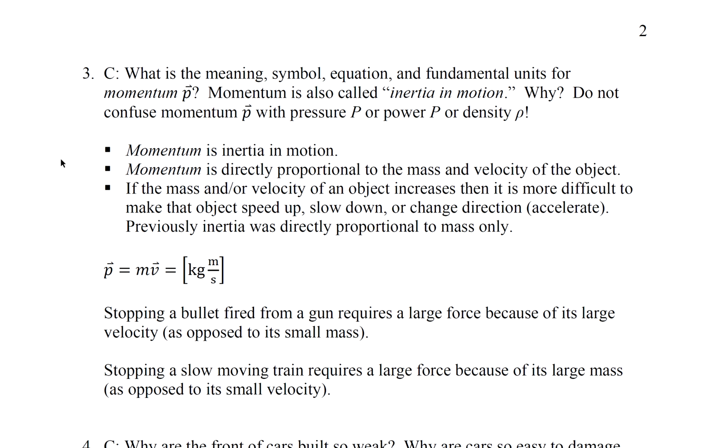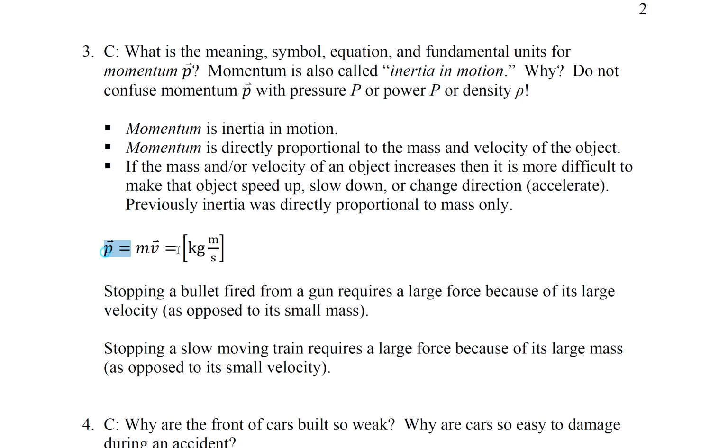Question 3. What is the meaning, symbol, equation, and fundamental units for momentum p? Momentum is also called inertia in motion. Do not confuse momentum p with pressure p or power p or density rho. So momentum is inertia in motion. Momentum is directly proportional to the mass and velocity of the object. If the mass and or velocity of an object increases, then it is more difficult to make that object speed up, slow down, change direction, or accelerate. Previously, inertia was directly proportional to mass only.